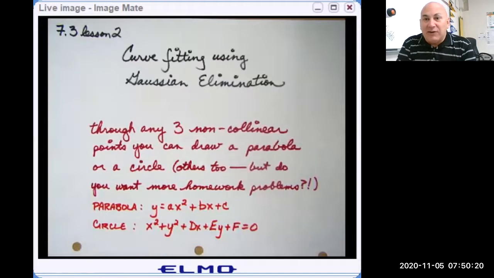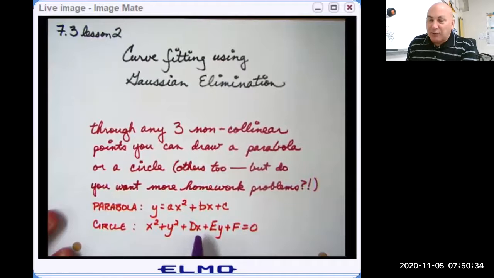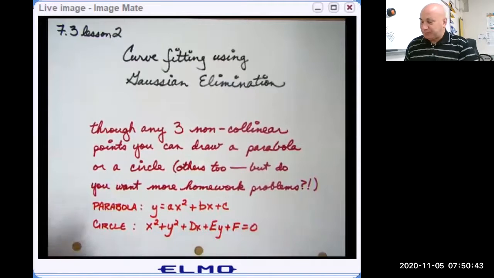And this format is called the general form of a conic. And I'll show you at the end how we can actually group these terms, complete the square, and put this in standard form. But for right now, I'm going to use general form because, again, it has 3 unknowns, D, E, and F.